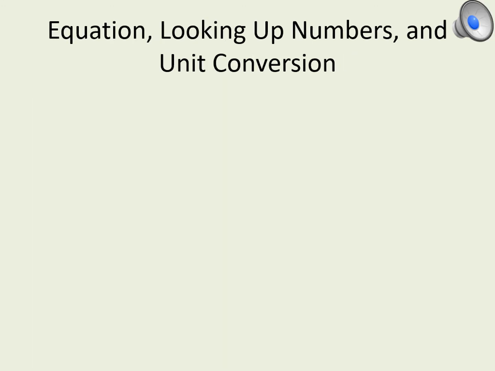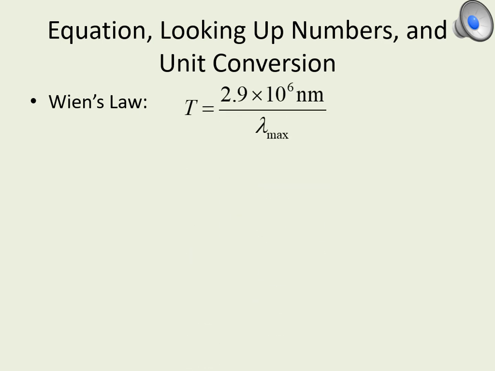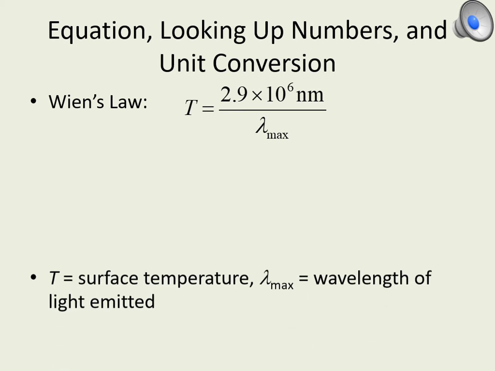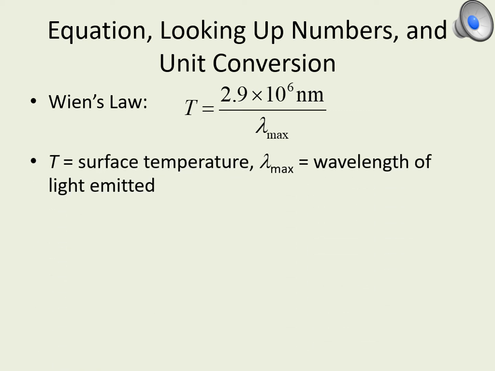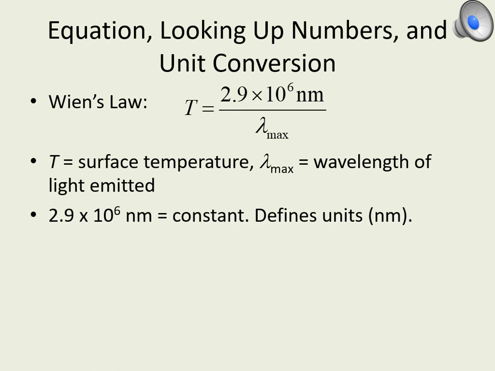The equation that connects the peak wavelength of light to the temperature of the object producing that light is called Wien's law. This is given by T equals 2.9 times 10 to the 6th nanometers divided by lambda. T is the temperature and lambda is the peak wavelength of light produced. The 2.9 times 10 to the 6 nanometers is a constant. This constant tells us what units we need to be using for the wavelength, nanometers.